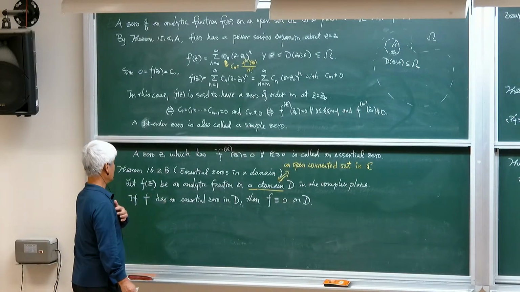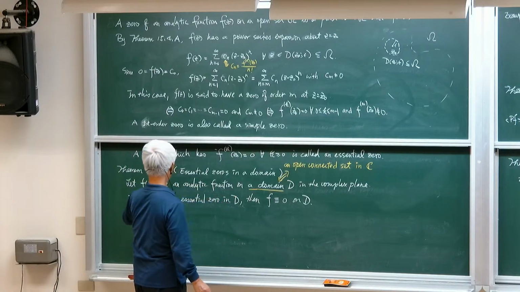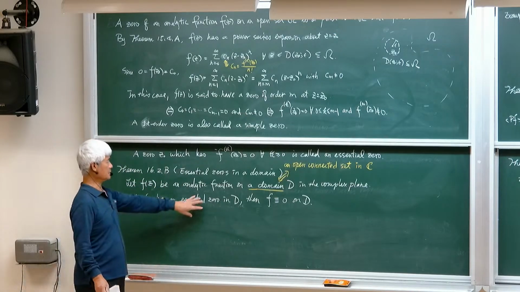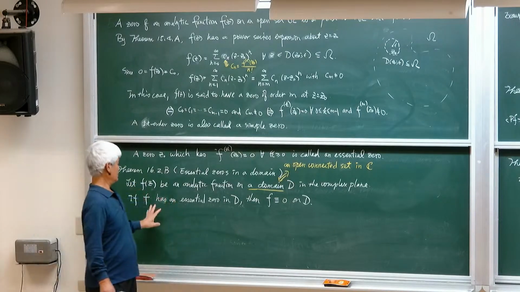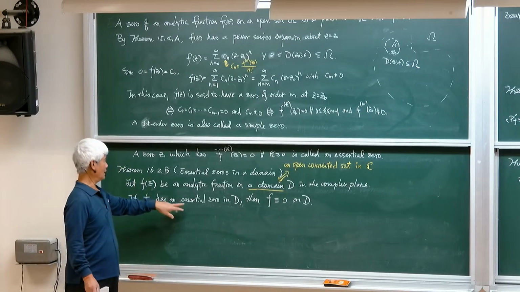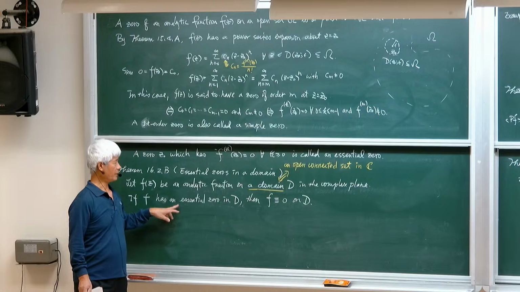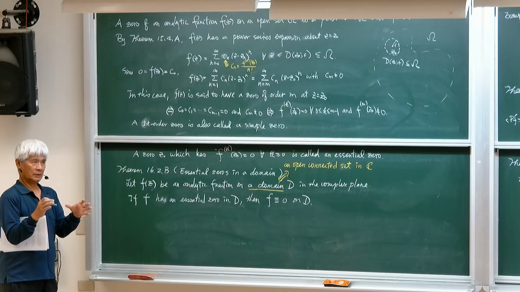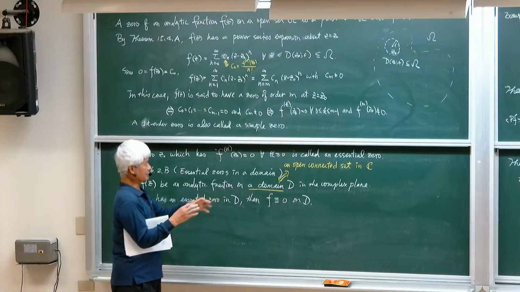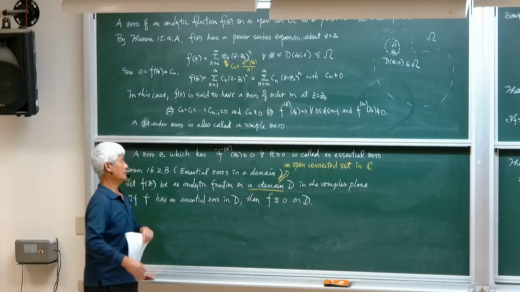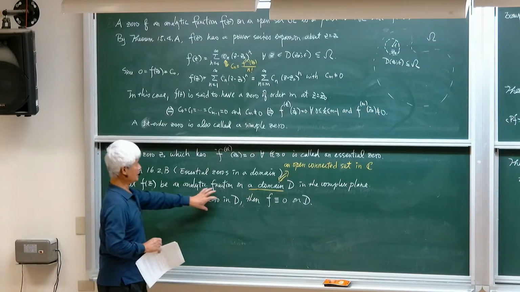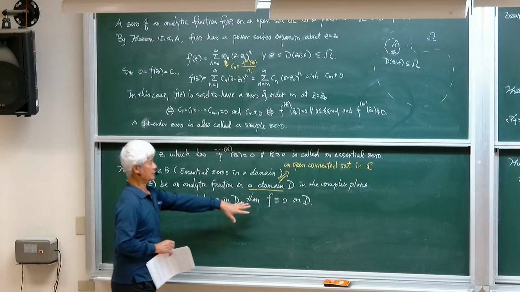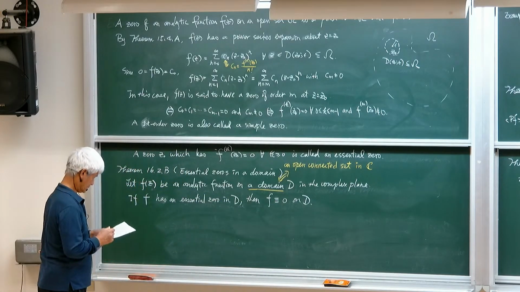So this is not true if f(z) is analytic on just an open set. If it has an essential zero in an open set, then the function is zero only in the component containing this essential zero. Because an open set is a union of open connected components, and each component is a domain. But if we consider only functions on a domain, then if the function has an essential zero, the function itself must be identical to the zero function.